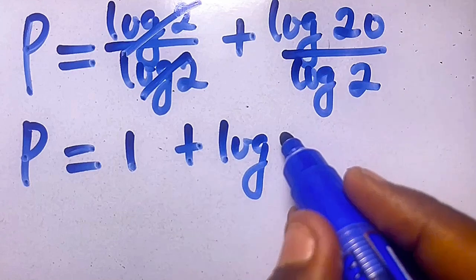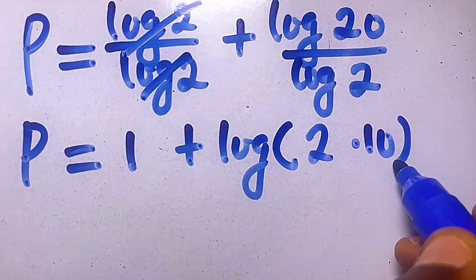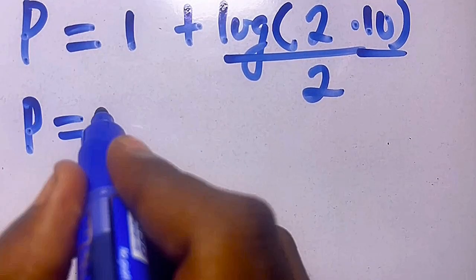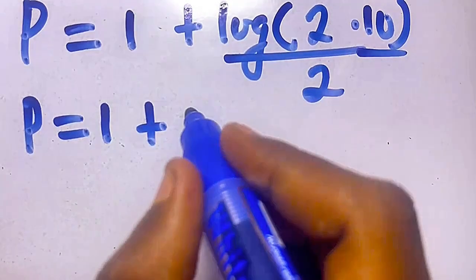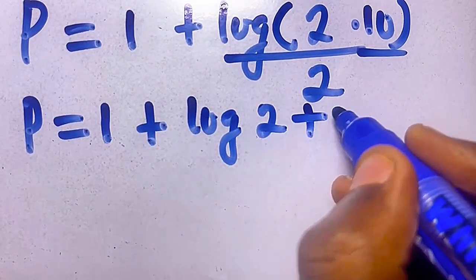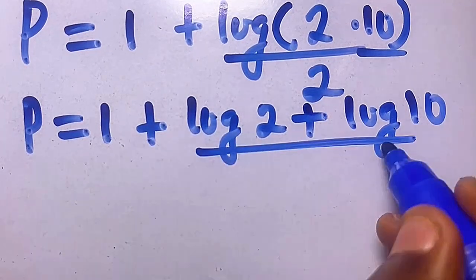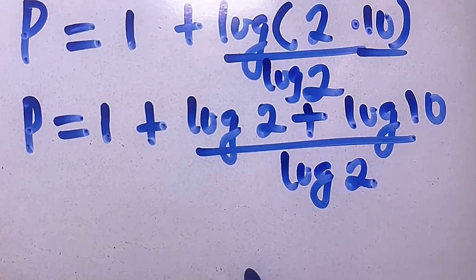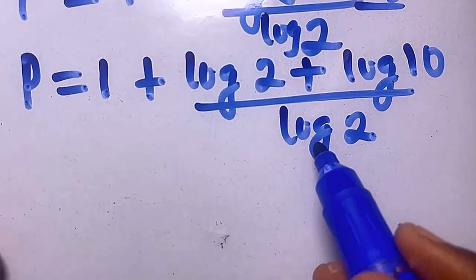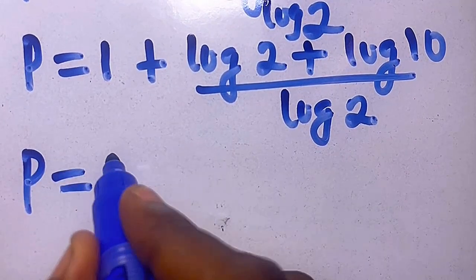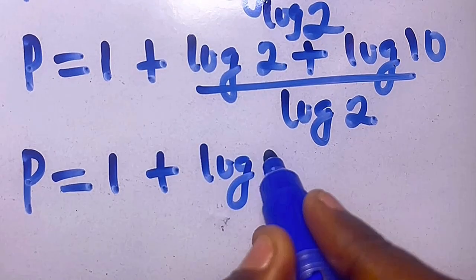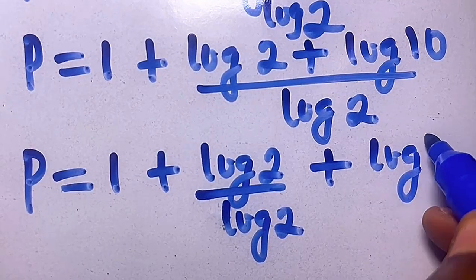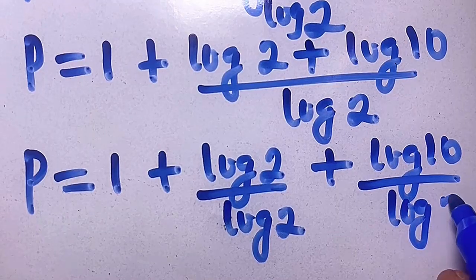This 20 again could be expressed as 2 times 10, right? So therefore, we will have p equals 1 plus log 2 plus log 10, divided by log 2. Again, we divide each of these by log 2. So we will have p equals 1 plus log 2 divided by log 2 plus log 10 divided by log 2.